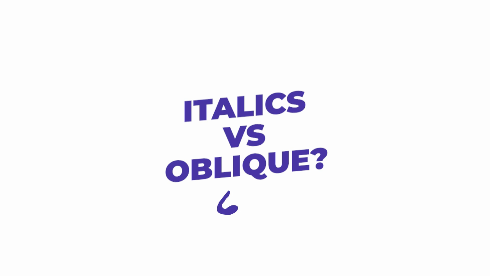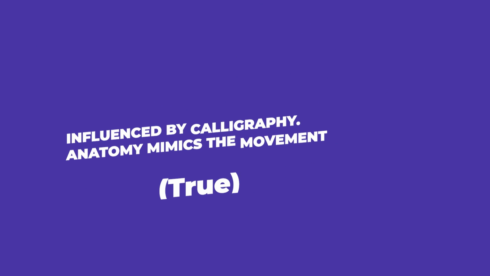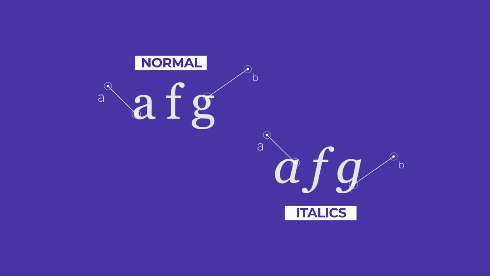When type was first invented, all fonts were designed as Roman. It wasn't until the early 16th century that italic fonts were introduced. Italics, or true italics, are angled typefaces that are strongly influenced by calligraphy. Their slanted anatomy mimics the organic movement of cursive letters.